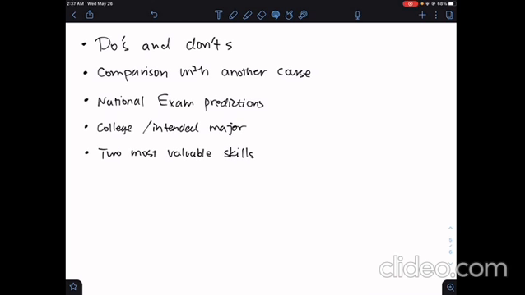For dream college, it's probably Caltech, although I did get rejected. So my intended major is mathematics.